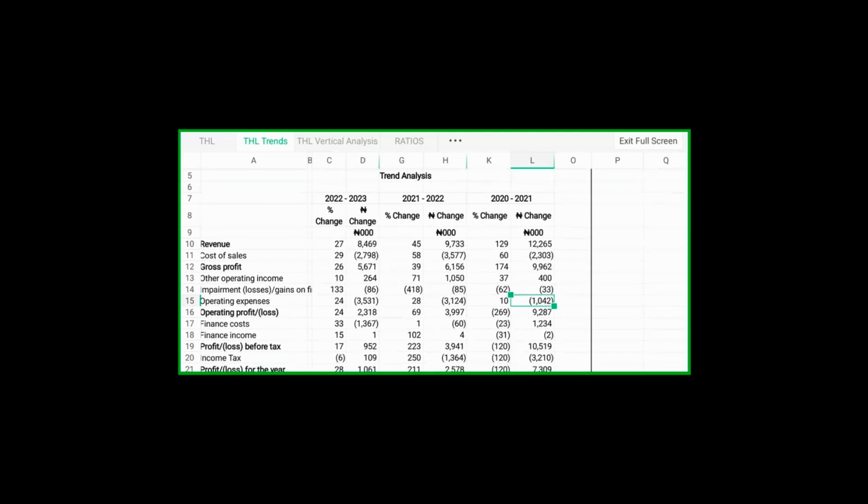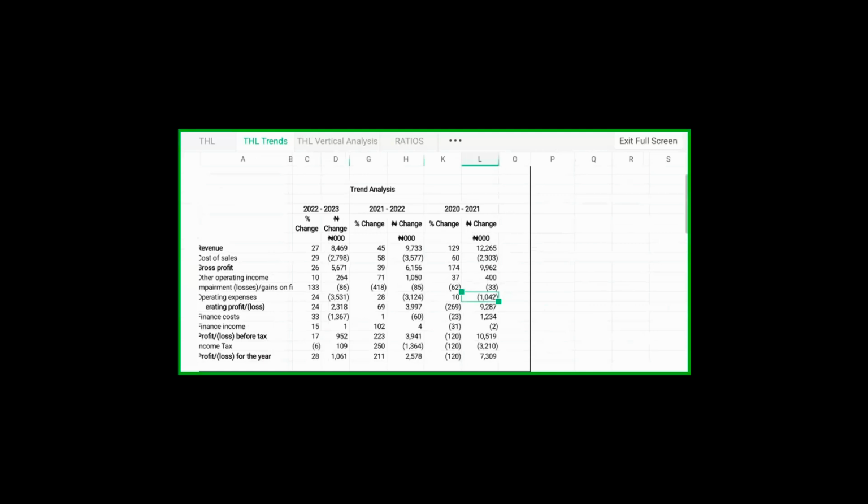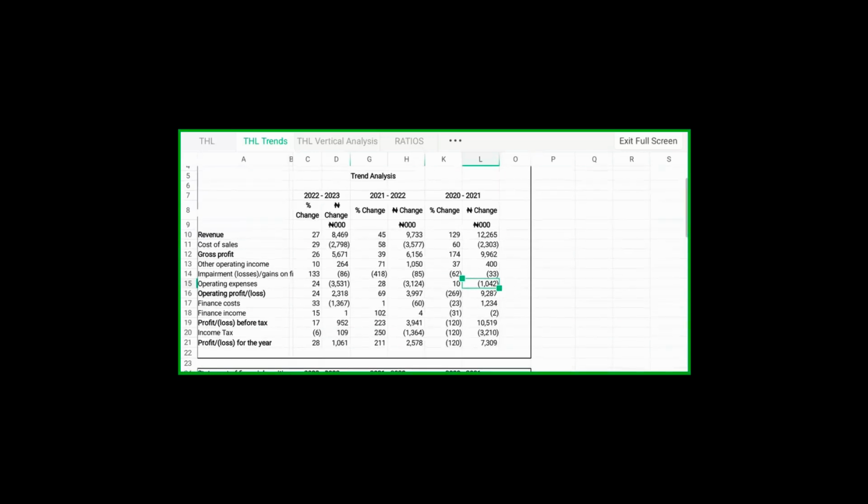So my own view is that trend analysis is largely dependent on what is required. If you are not required to do trend, please don't. There's no need to waste your time. I think we've discussed this in the class. You have to be sure the requirement is asking you to compute trend analysis. You have to be very, very sure for you to go into that.